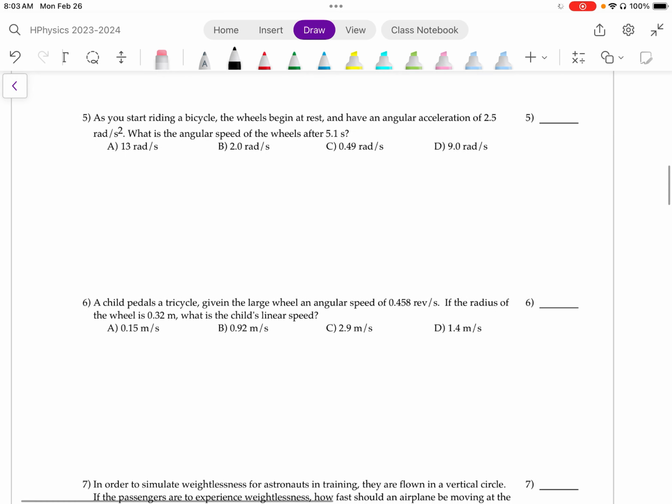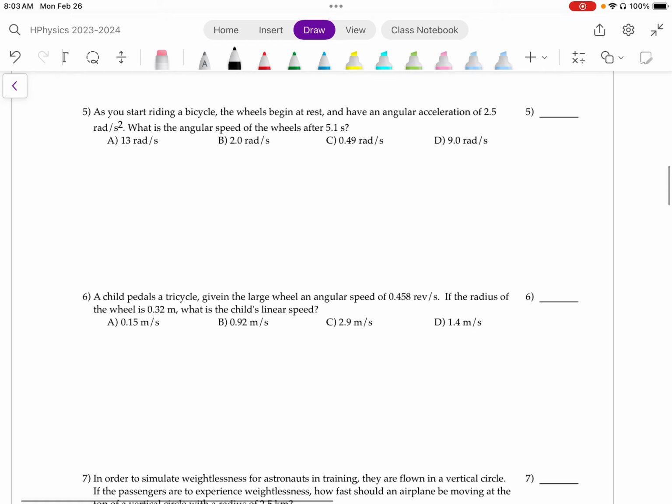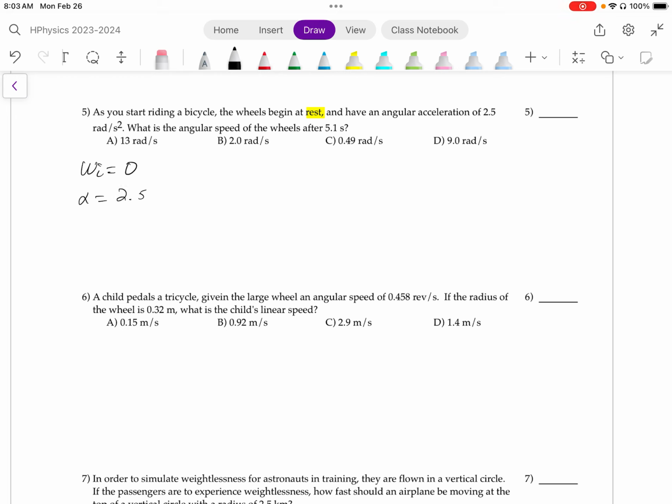Number 5, as you start riding a bicycle, the wheel begins at rest and has an angular acceleration of 2.5 radians per second squared. What is the angular speed after 5.1 seconds? So let's write down everything that we know. Well, rest means that the initial angular speed is 0. The angular acceleration was given at 2.5 radians per second squared. What is the angular speed after a period of time? So that is the question, that's the final angular speed, after 5.1 seconds.